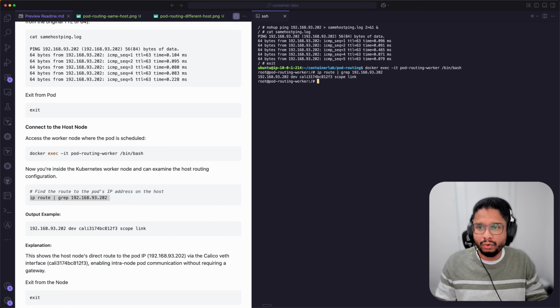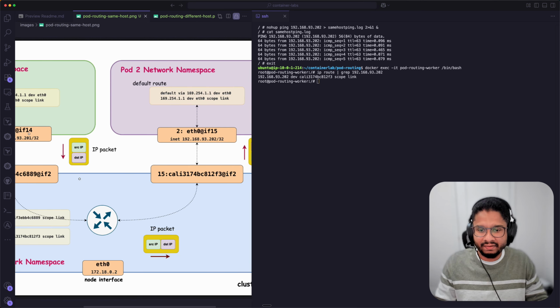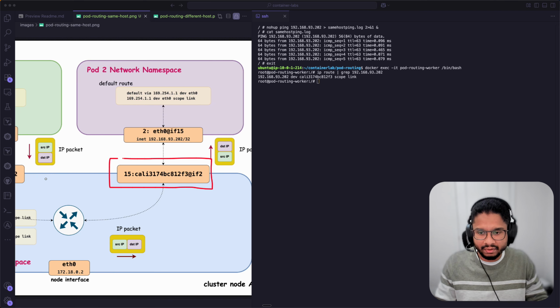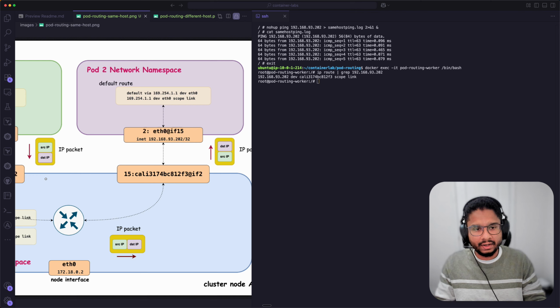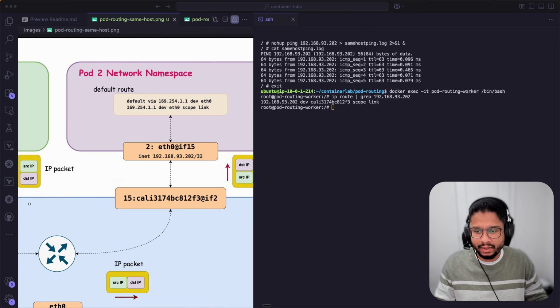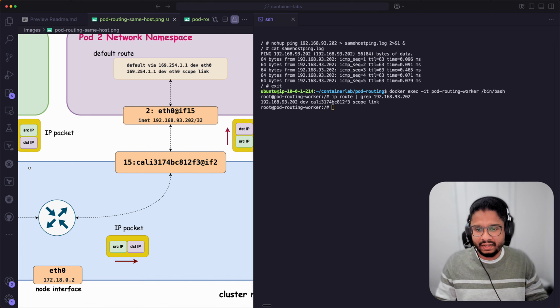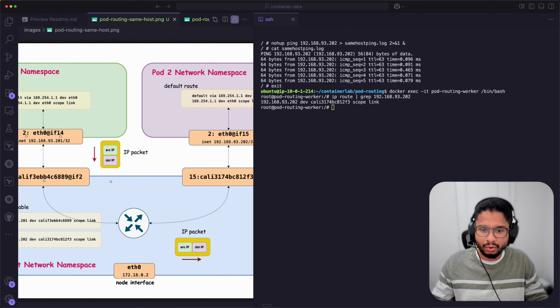And if you look at this interface, it is the host end of the virtual Ethernet pair. So this particular interface over here. Let me expand this output a bit. So we are looking at this particular interface over here. Basically, from the host side, if it receives a packet that is destined to 192.168.93.202, it's going to forward that packet to this particular end of the veth pair. All right. So that's how routing essentially happens on the host side of things.